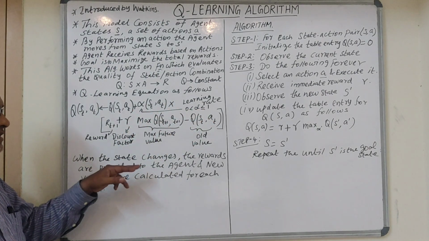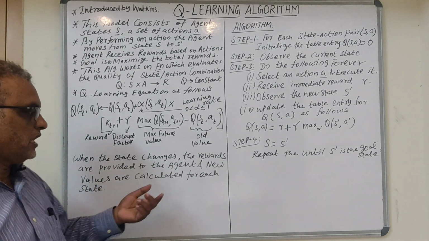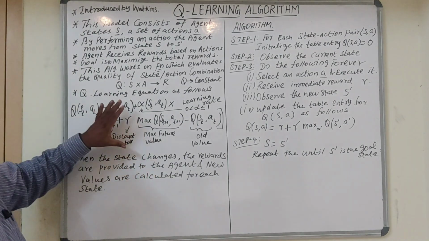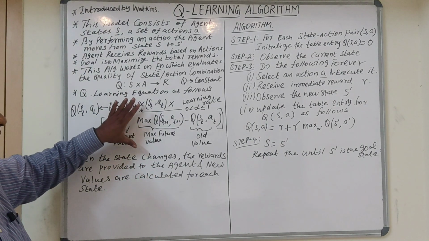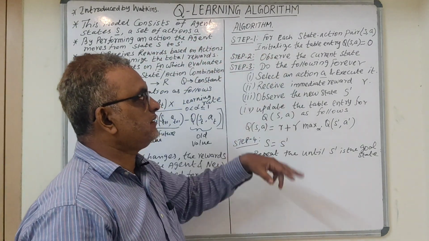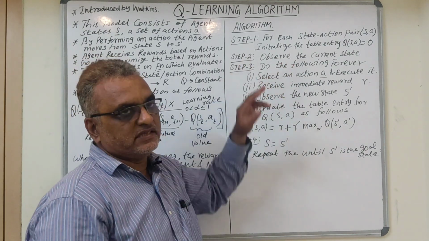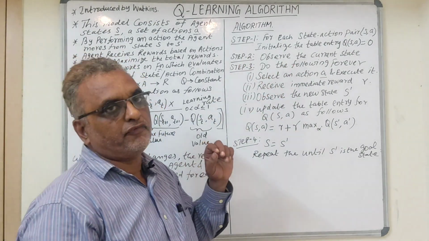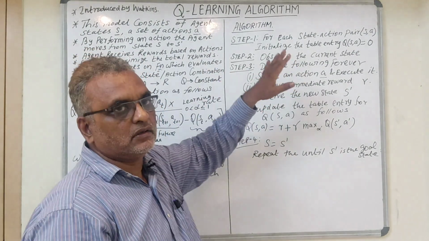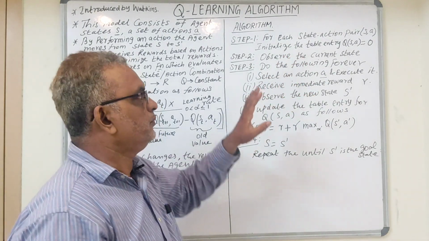So when the state changes, the rewards are provided to the agent. So the new values are calculated for each state. This equation is given in the form of an algorithm. Step 1: for each state-action pair, that is S, A, initialize the table entry Q of S, A equal to 0. So all the values for the combinations of state and action are initialized as 0.